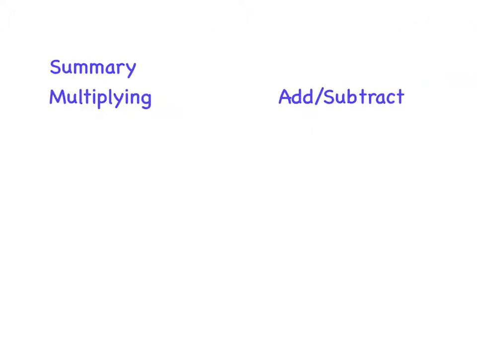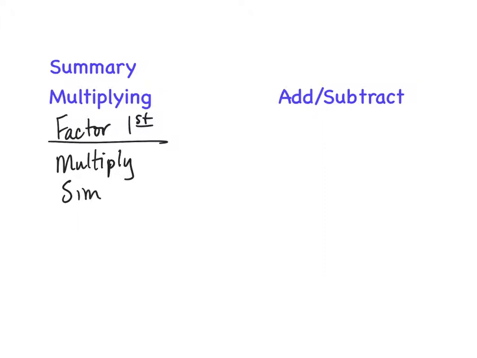Okay. So to sum up, when we are multiplying rational expressions, so once you get past the factoring part, this is important to remember the order in which you need to do things. When you're multiplying, you factor first. Then you do the multiplication and simplify.